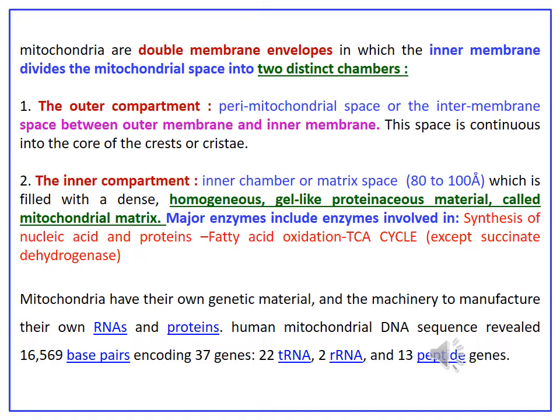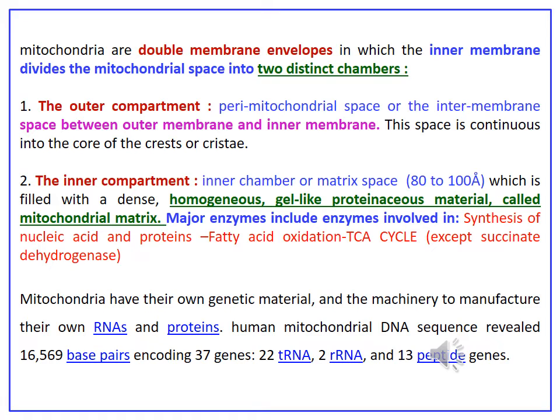The inner compartment, the inner chamber or matrix space, is approximately 80 to 100 angstroms and is filled with a dense, homogeneous, gel-like proteinaceous material called the mitochondrial matrix. The major enzymes involved are for the synthesis of nucleic acids and proteins, fatty acid oxidation and the TCA cycle. Mitochondria have their own genetic material and the machinery to manufacture their own RNA and proteins.